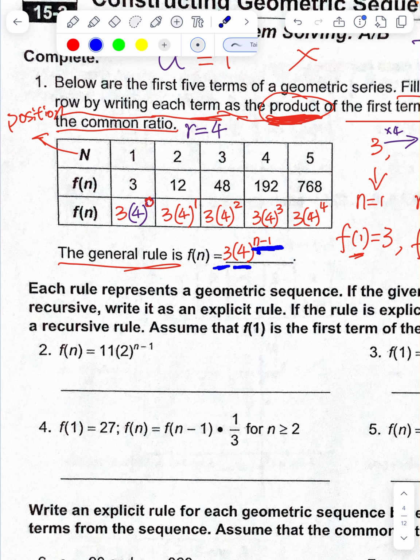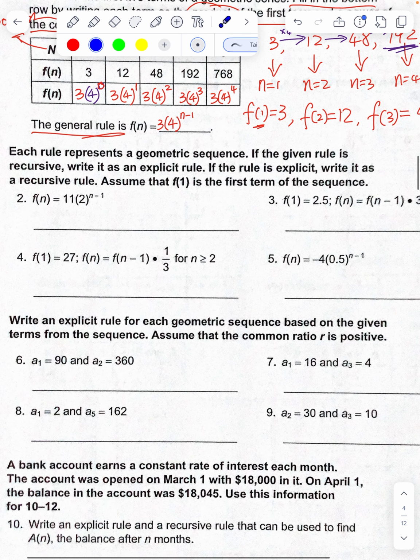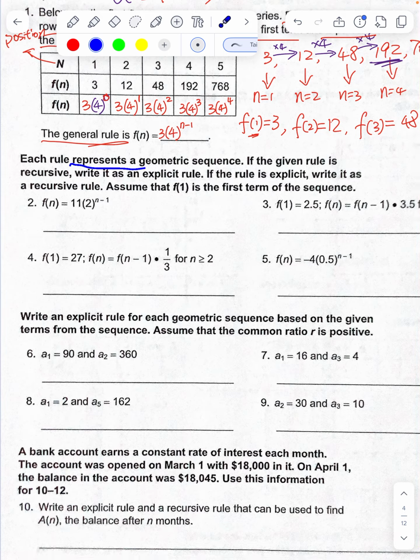So every sequence can be different. All you need to do is change this number, the first term, change the common ratio according to your sequence, and the power n minus 1. So that's it. Okay, let's do the rest of the question. Each rule represents a geometric sequence. Keep multiplying. The common ratio for this one is 2. First term is 11. If the given rule is recursive, write it as an explicit rule. If the rule is explicit, write the recursive.